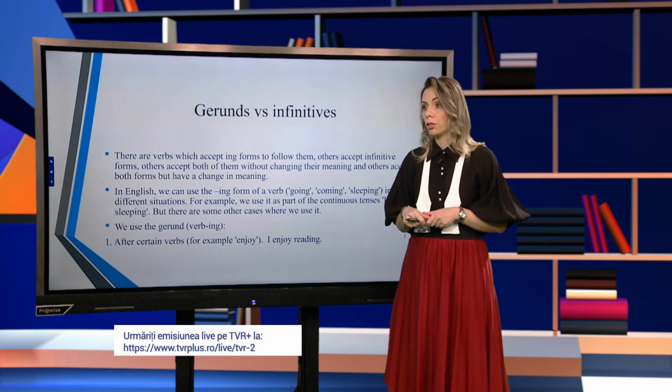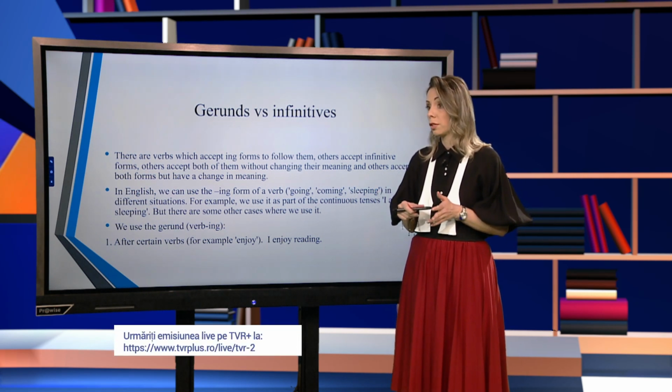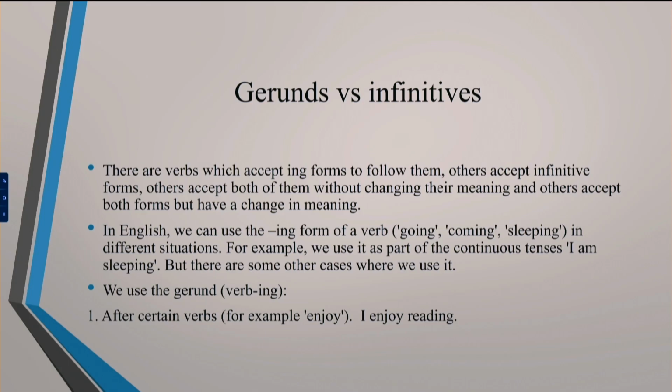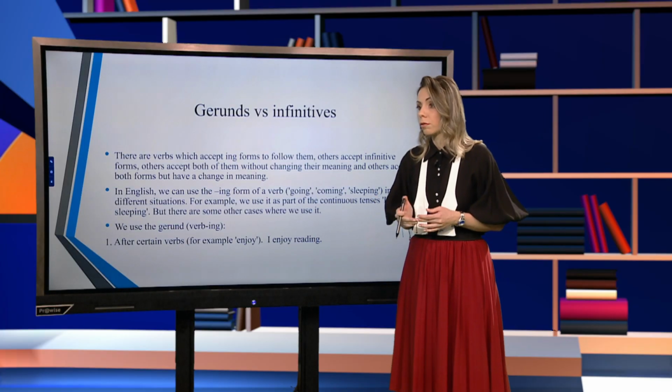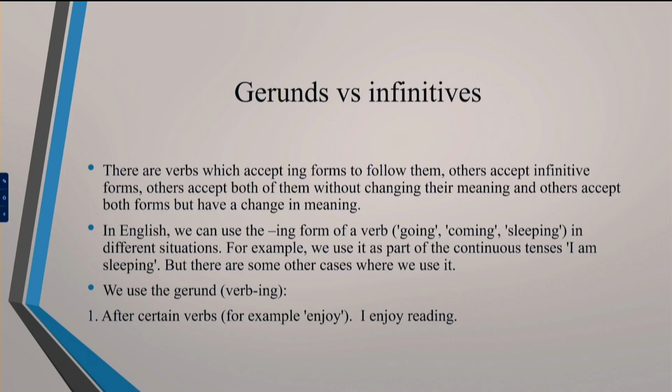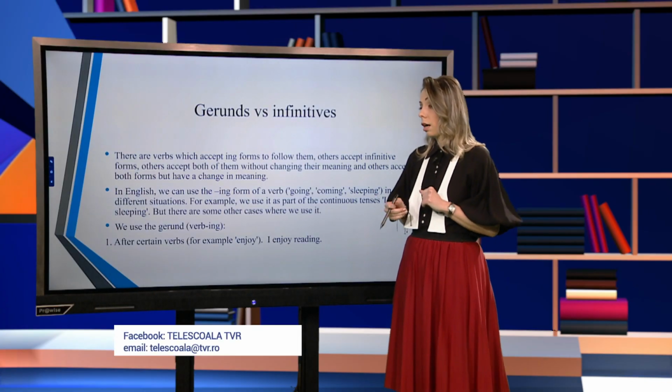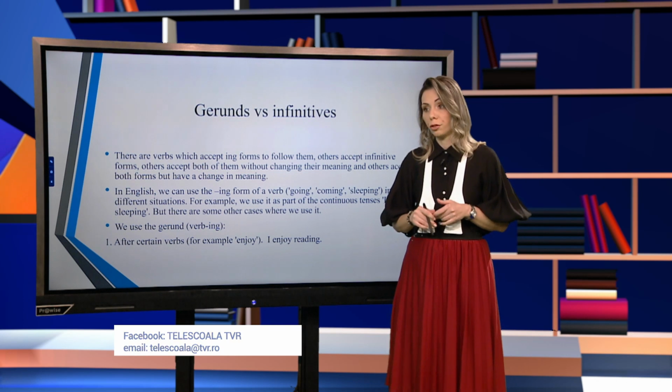Now, let's talk about gerunds versus infinitives. There are verbs which accept -ing forms to follow them. Others accept infinitive forms. Others accept both of them without changing their meaning, and others accept both forms but have a change in meaning. In English, we can use the -ing form of a verb, going, coming, sleeping, but pay attention to the rules of spelling in different situations. For example, we use it as part of the continuous tenses, I'm sleeping, but there are some other cases where we use it. And we use the gerund, I mean the verb in the -ing form, after certain verbs.